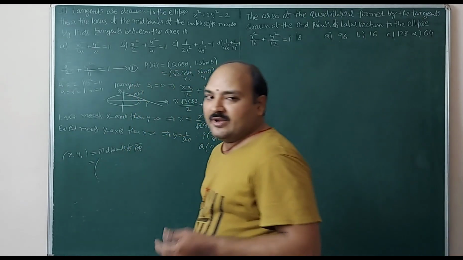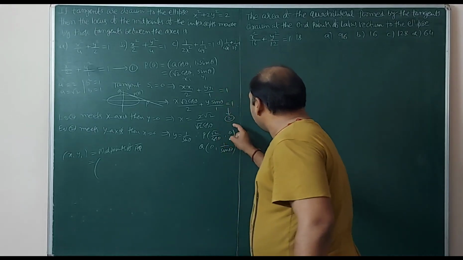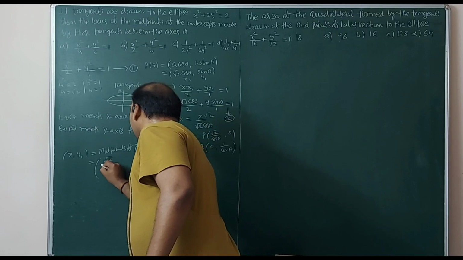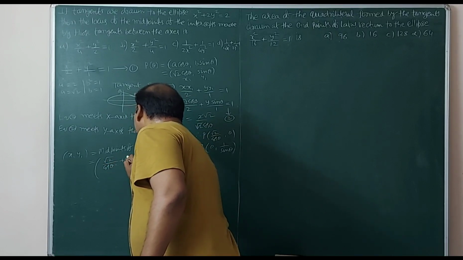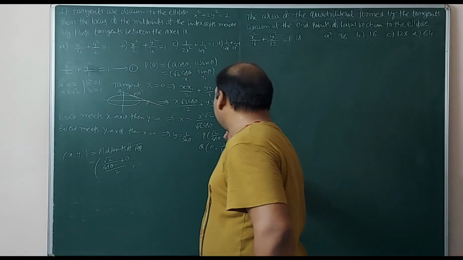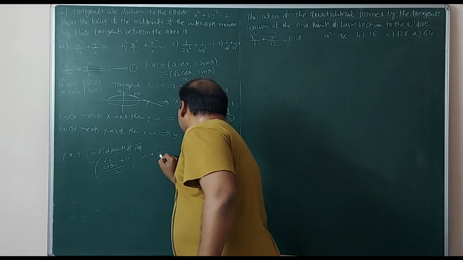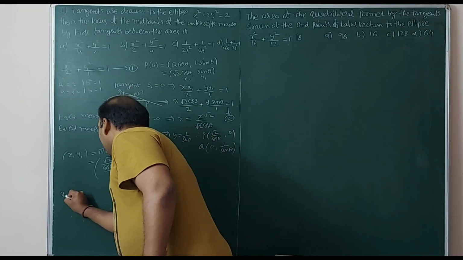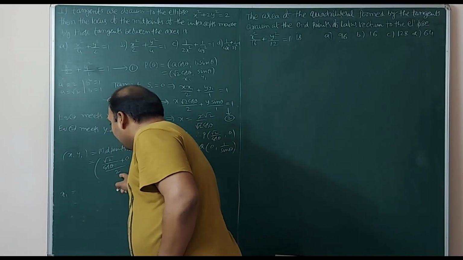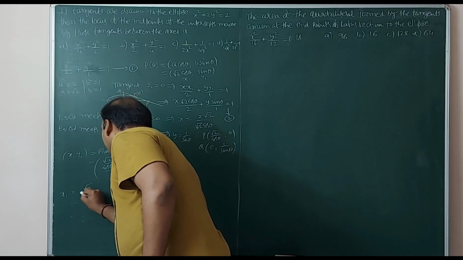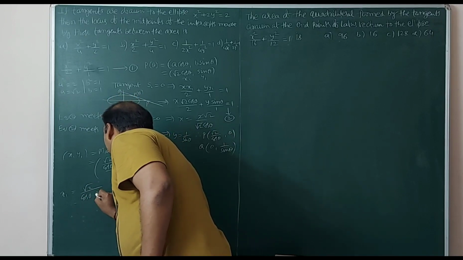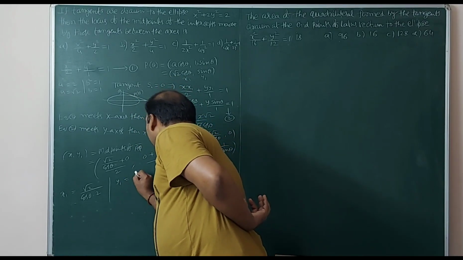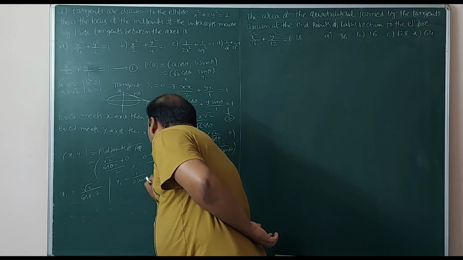So that is equal to the midpoint, meaning (x1 plus x2) by 2, and (y1 plus y2) by 2. So (root 2 plus root 2 by cos theta) plus 0, by 2. Next, (0 plus 1 by sin theta) plus 0, by 2. So x1 is equal to, here 2 will come to the denominator, so root 2 by cos theta into 2. From here, y1 is equal to 1 by 2 sin theta.